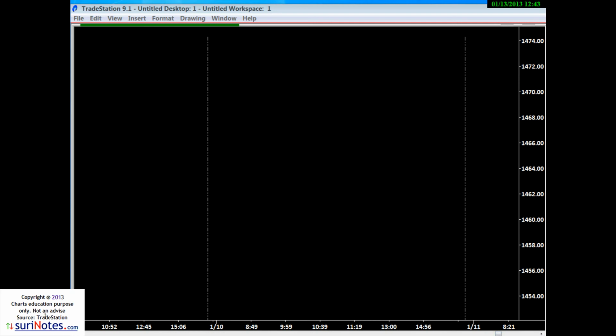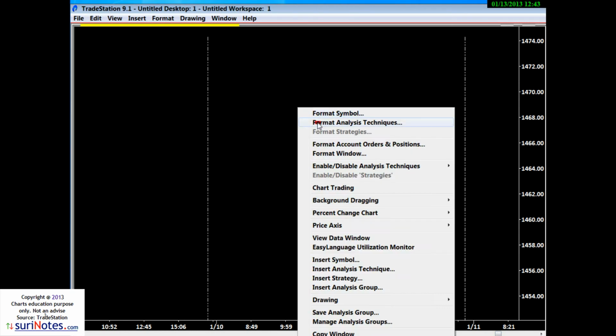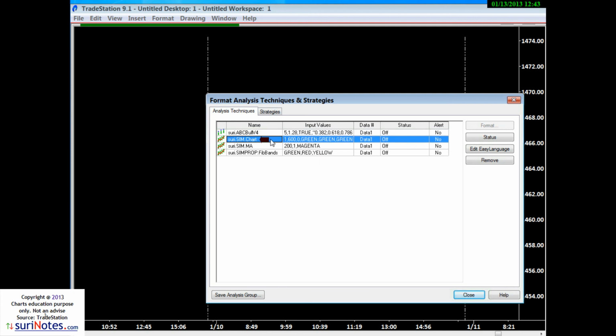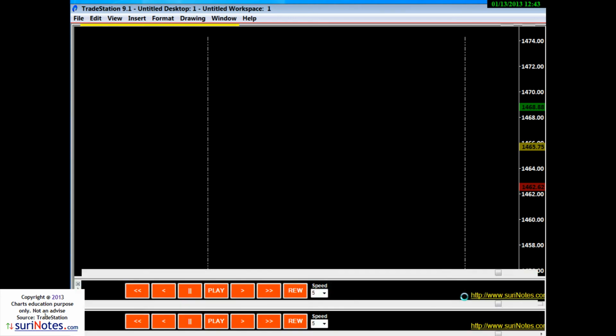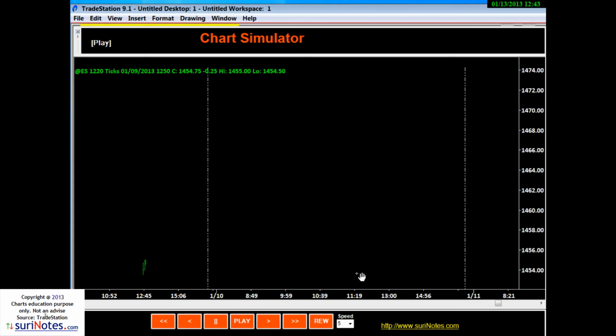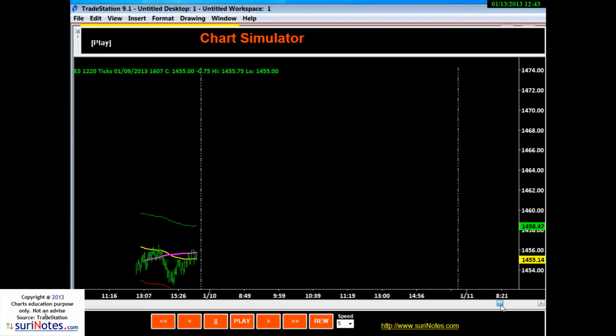So first, I have an ES 1220 tick chart. I'm going to simulate this chart, and also a 200 period moving average, and a fib bands indicator. So once we started, I turned all three of them on. This is Wednesday's price action, and this is Thursday, and then we'll see Friday. That's where I'm going to highlight the price action.